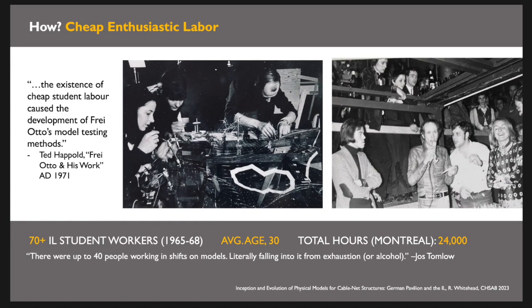How else do you do something like this if you've got a tight timetable? Well, you need some cheap labor, right? And I love this quote from Ted Happold, in which he was talking about Frei Otto's work, and he said, not really with a lot of judgment, that the existence of cheap student labor caused the development of Frei Otto's model testing methods. And it's true. There were 70 plus workers during this time. The average age of them was around 30, and they spent 24,000 hours in here.